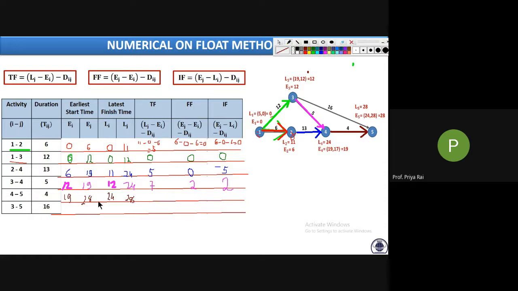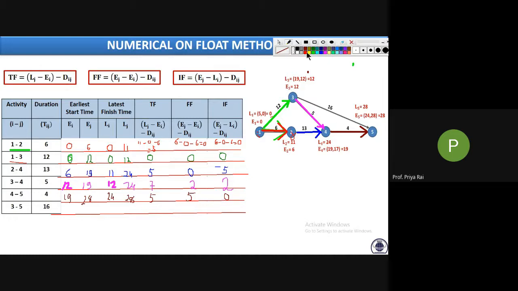So this will be 5. Yes. This one, EJ 28 minus 5, 5. This one, EJ minus LI, see, 28 minus 24, 4. 4 minus 4, 0. Okay.